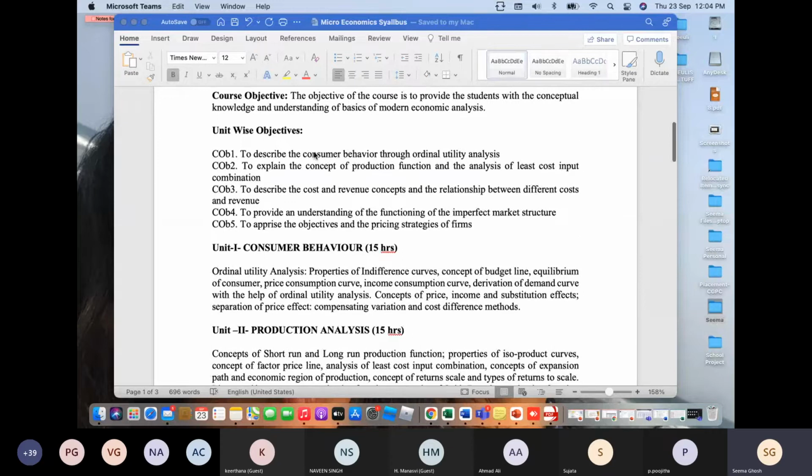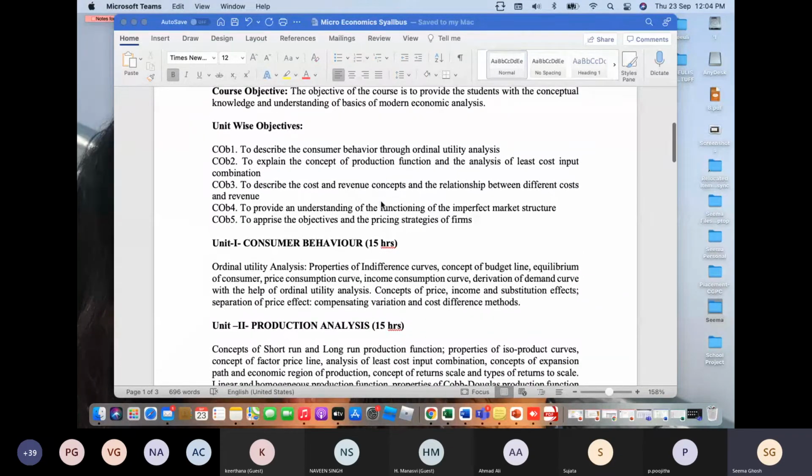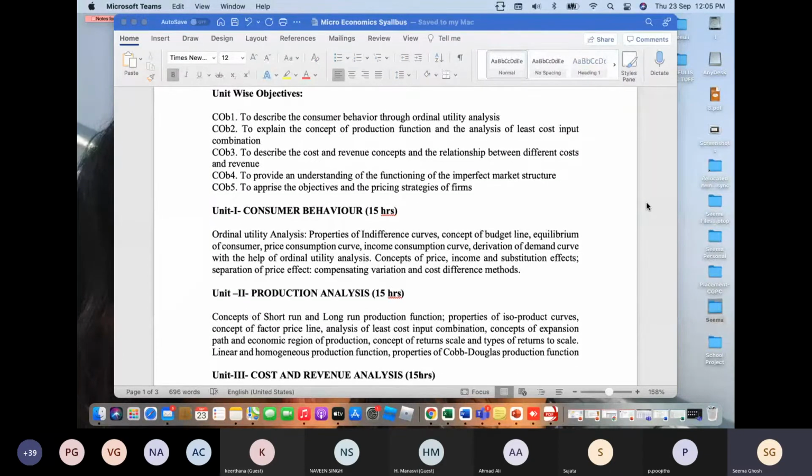And then subsequently, it's a unit-wise objective, students, because it is a 5-credit course. So we will have 5 units, or 5 modules, for the total syllabus. According to the syllabus, whatever we have included will have a particular objective. The first unit is related to consumer behavior. In this unit, we will be talking about the ordinal utility analysis.